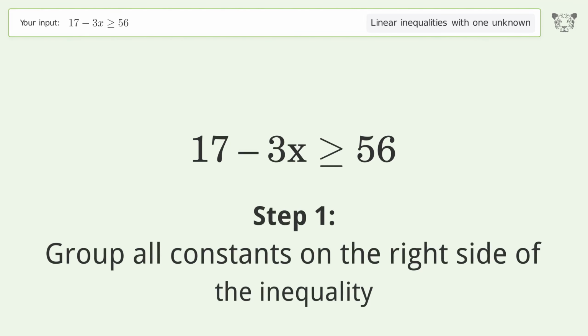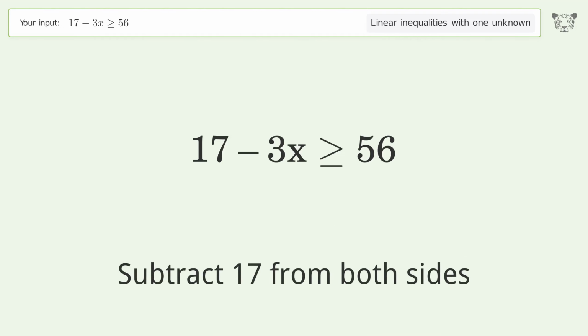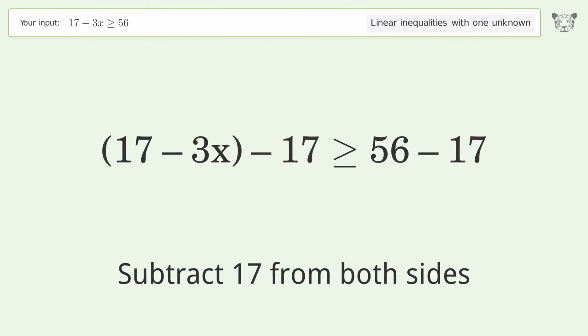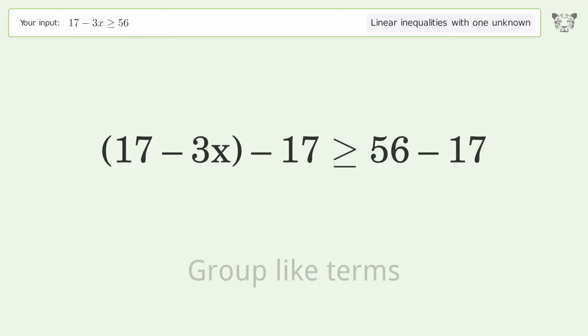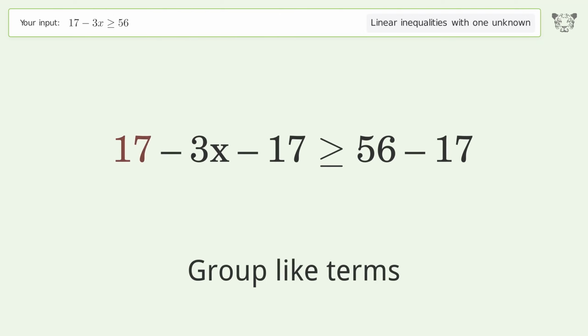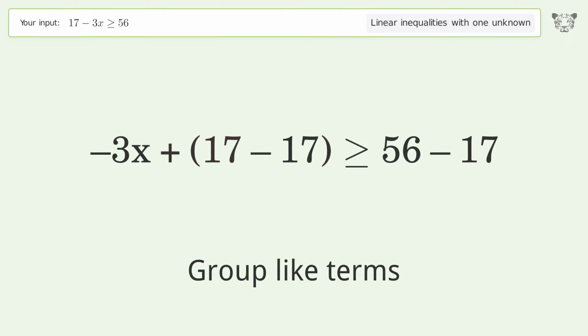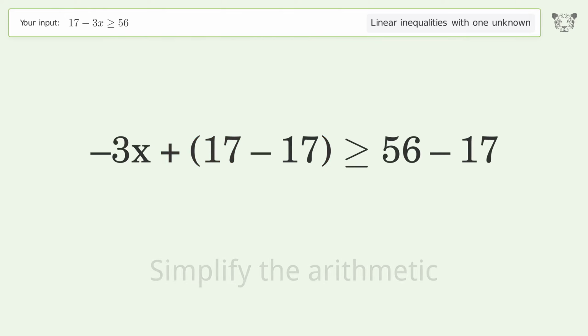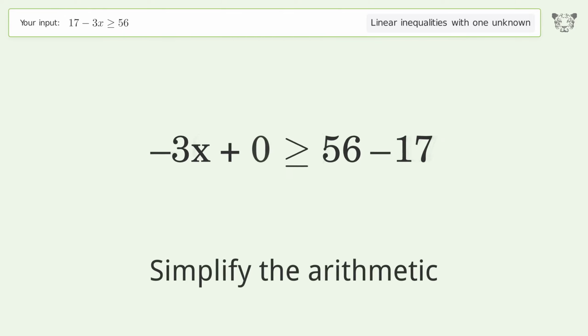Group all constants on the right side of the inequality. Subtract 17 from both sides. Group like terms. Simplify the arithmetic.